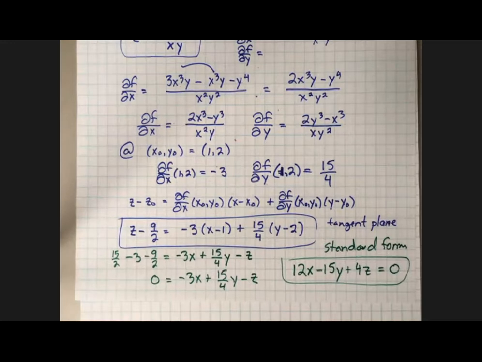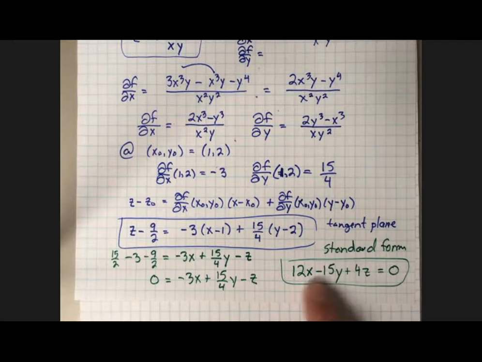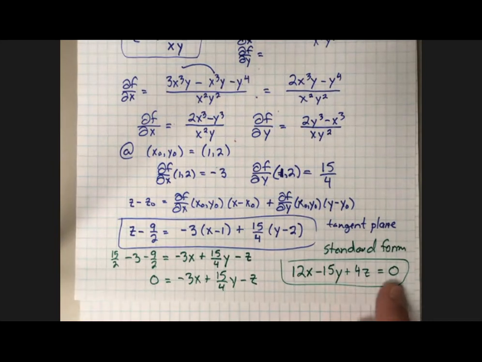So now I think it's time to go and check out if that really works. Now I could check out, first of all, if I still keep my point right here. 1 in here, 2 in here, 9/2 in here. So this gives me 12 minus 30. What's 12 minus 30? 18, negative. And 4 times 9 halves is 18 positive. So that's certainly 0. So this plane certainly shares the point of the surface.